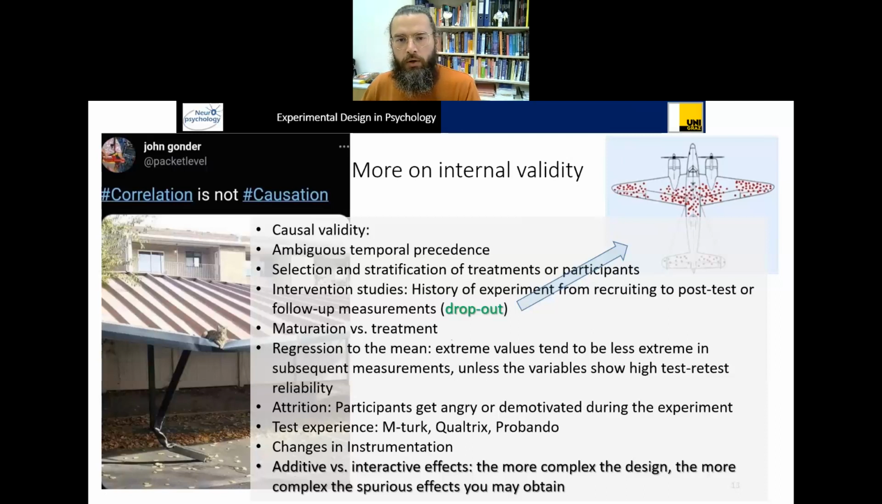For the definition of your dependent and independent variables, you want to have variables in your design with a certain degree of stability, for you to be able to exclude extreme effects of the so-called regression to the mean. All right, another point is more based on specific interpersonal interactions. So, attrition. Your participants may become angry or demotivated during your experiment.